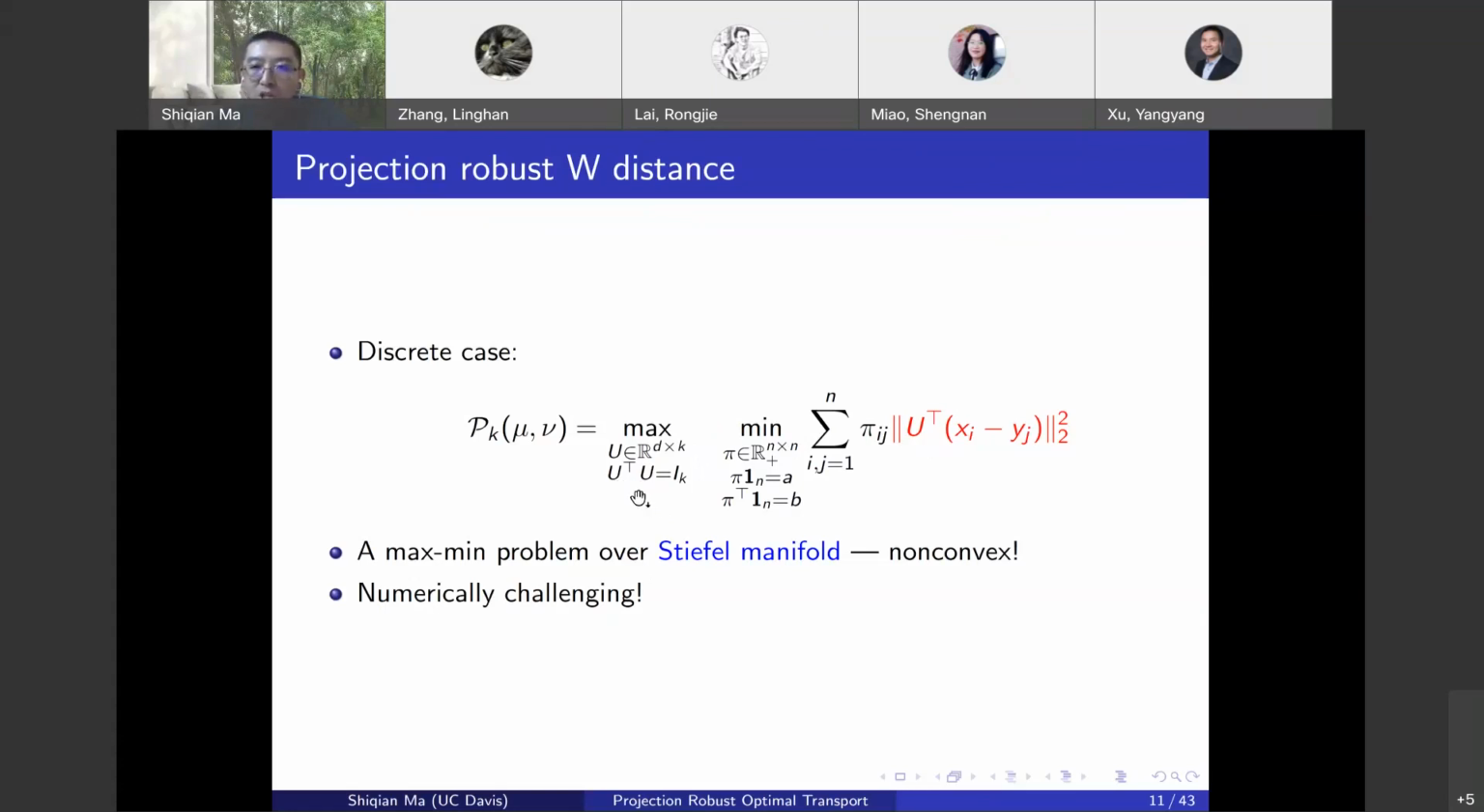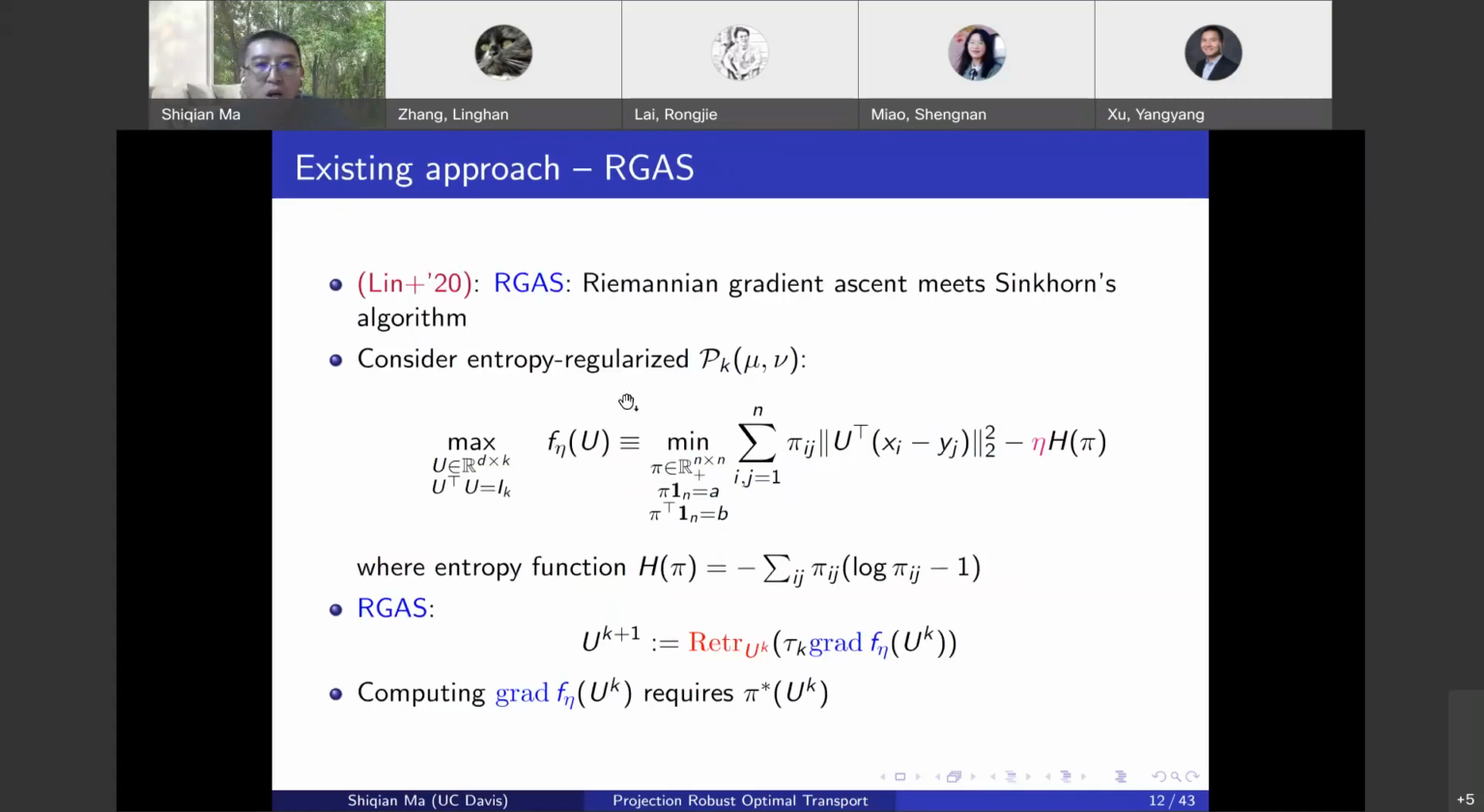However, there's one issue left, because when you look at the function here with respect to u, it is possible that this function is not differentiable, so that you cannot compute the gradient. Okay. So in this RGAS algorithm, Lin et al. proposed the following modification. Basically, they add an entropy regularizer to the minimization part. The entropy function h is defined as this. This is the function of pi, and eta here is a positive parameter.